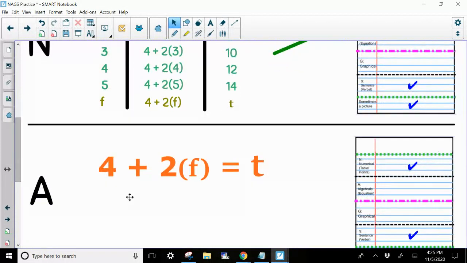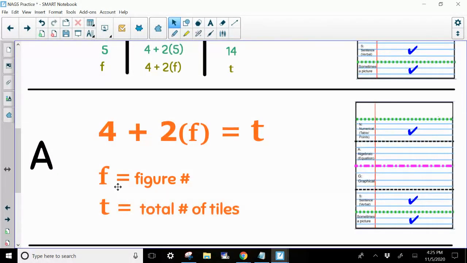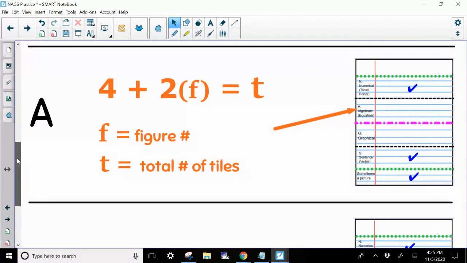And we do need to label these. So f is going to be our figure number, and then t is going to be the total number of tiles. Right? And this is going to go right there under algebraic. And we'll keep things moving.